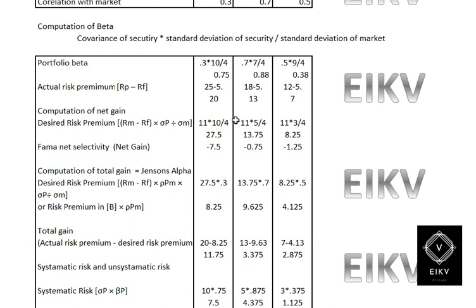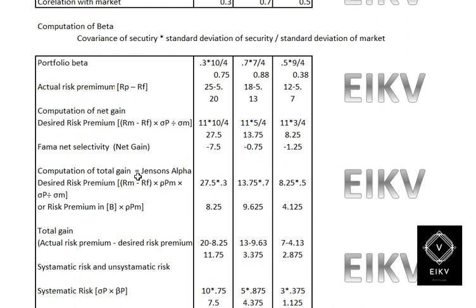So the net selectivity is nothing but when we deduct the desired risk premium from the actual risk premium. So actual risk premium minus desired risk premium would be the net gain of selectivity.